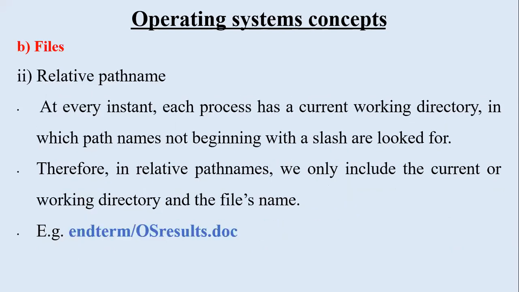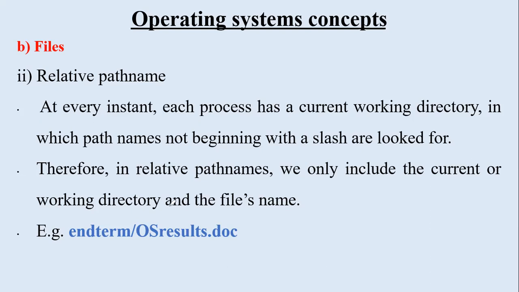Now, the other way of referring to a file is by the use of what we call a relative path name. With the use of a relative path name, at every instant, each process has a current working directory in which path names not beginning with a slash are looked for. Therefore, when we are using a relative path name, we only refer to the current or working directory and the file's name.